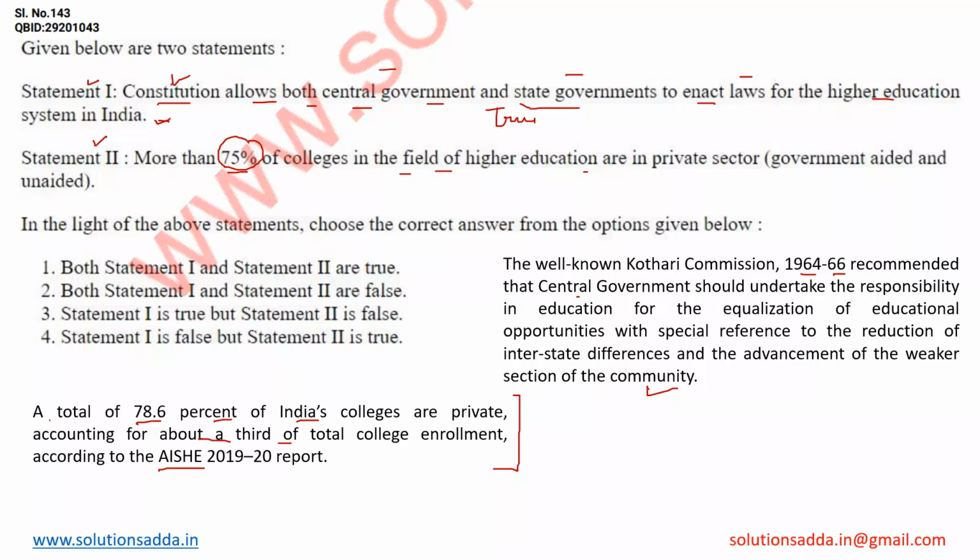The AISHE full form is All India Survey on Higher Education. Basically, they generate the report after they do a survey on higher education in India. So according to this, both statements are true, which is contained in option number 1. So the correct option for this question will be option number 1.